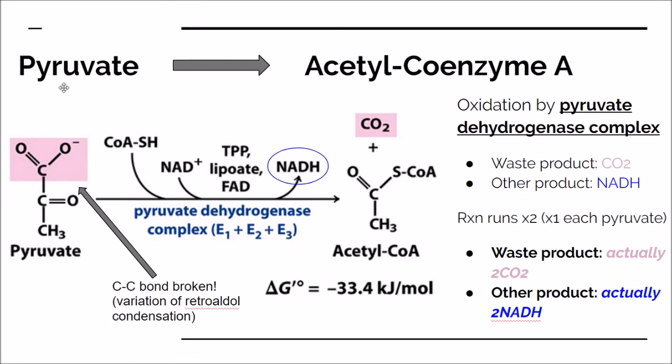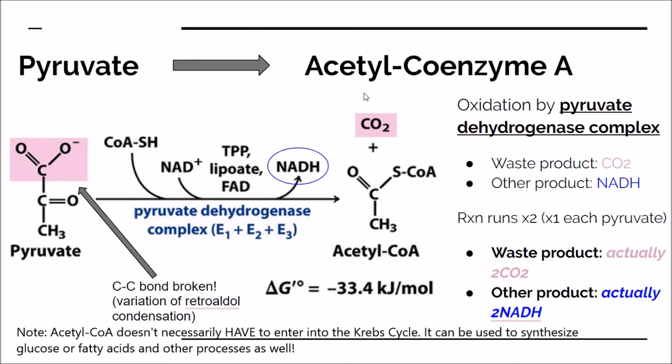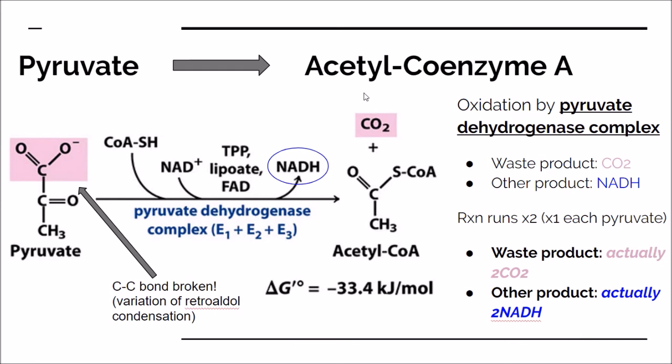So basically, you're taking pyruvate and turning it into acetyl coenzyme A, and then that acetyl coenzyme A will ultimately enter into the Krebs cycle, and that's where you can do more conversions, make more NADH, lose more CO2, and then ultimately use those NADH molecules in the electron transport chain, which we will talk about in another lecture. So that's basically it.